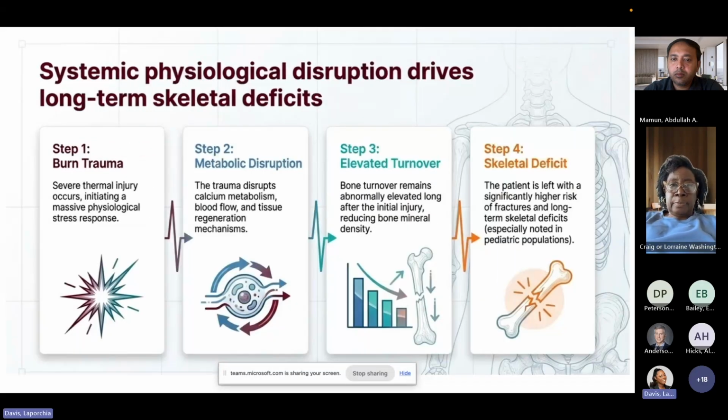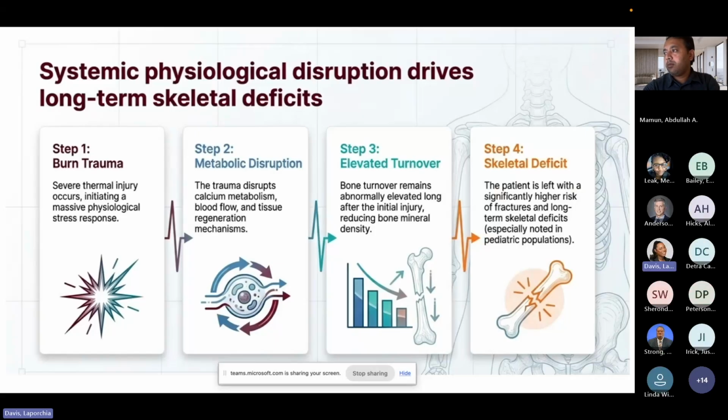Getting into the physiology, this slide shows how burn trauma leads to long-term skeletal issues. First, the injury triggers a stress response. Then the disruptions affect calcium and tissue regulation. This leads to increased bone turnover and reduced density. Ultimately, patients face a higher risk of fractures or skeletal deficiencies.